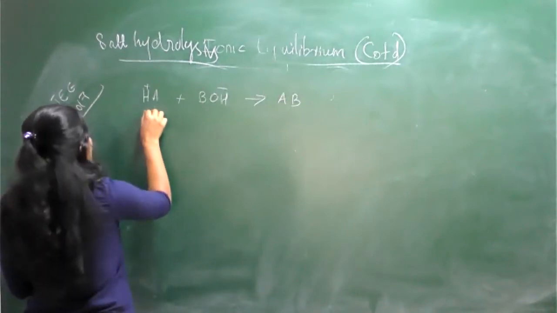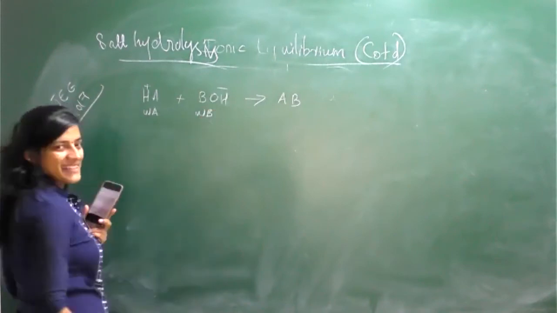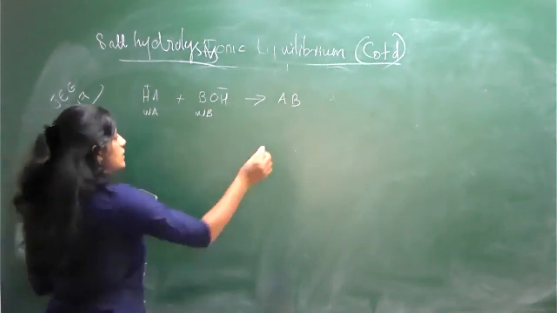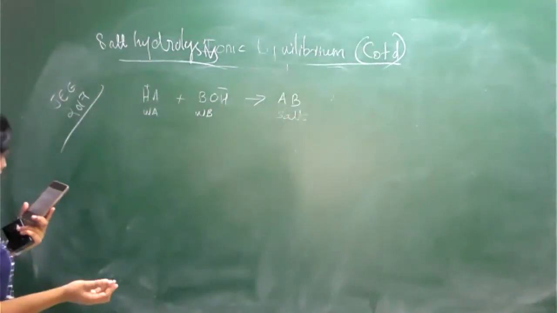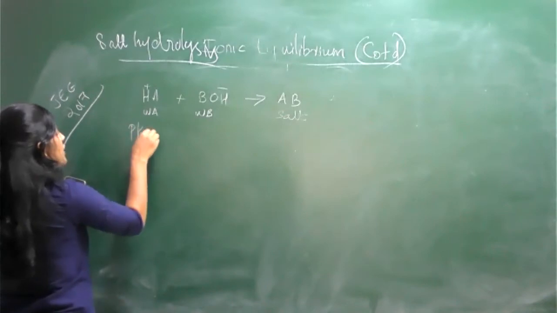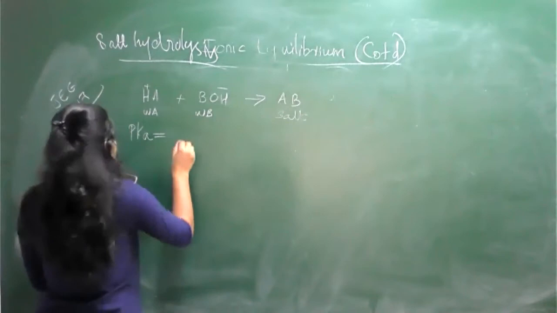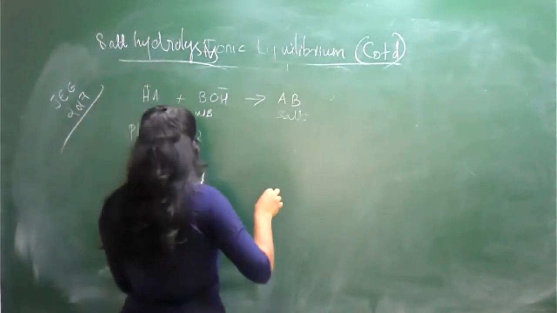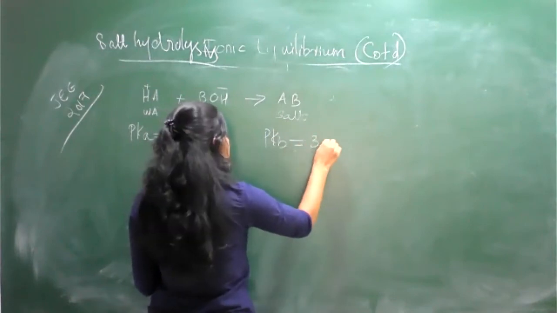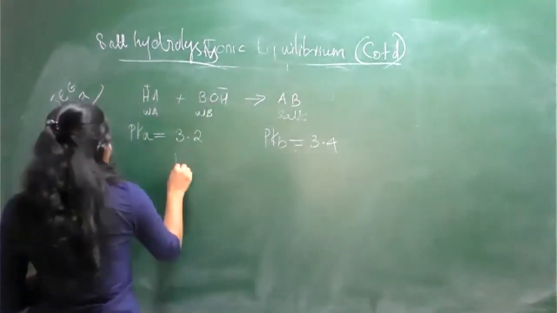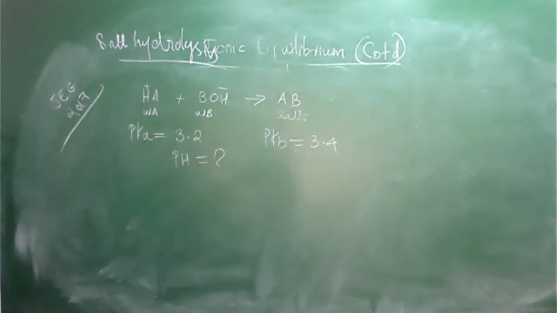Then here it is a weak acid, weak base salt. Oh, they are providing this much information. Then pKa value is given, that is 3.2. pKb is equal to 3.4. Then try to find out pH is equal to what? This is our question.